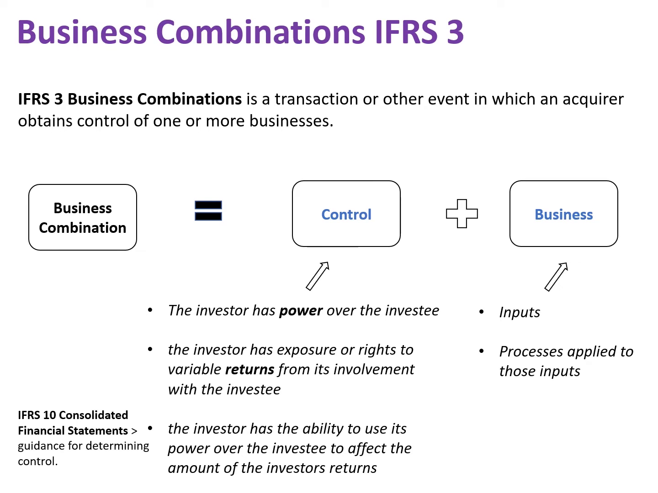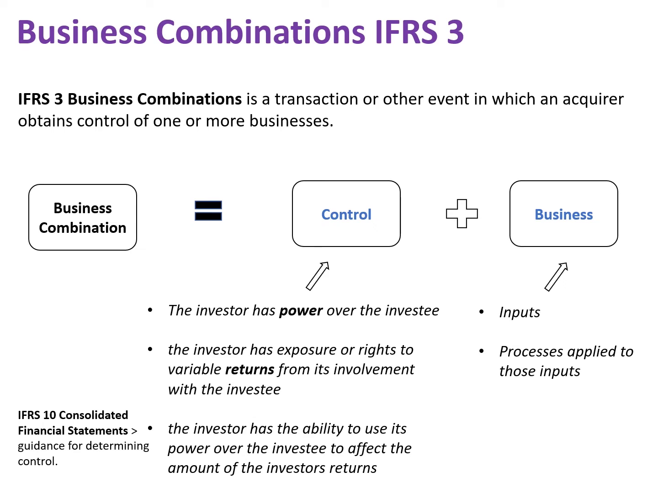Control can be achieved by the purchase of net assets or by the purchase of enough voting shares to gain control over the use of the net assets. So in the latter situation, a parent-subsidiary relationship is created, and that requires the preparation of consolidated financial statements, which we will speak about in a future video.